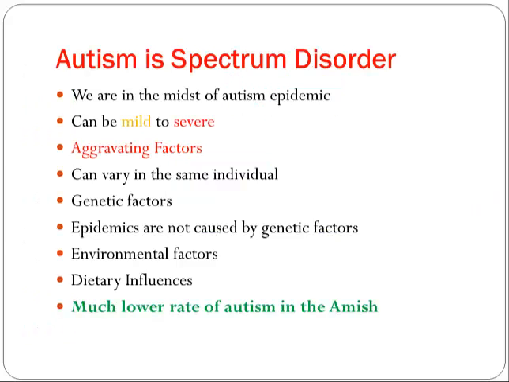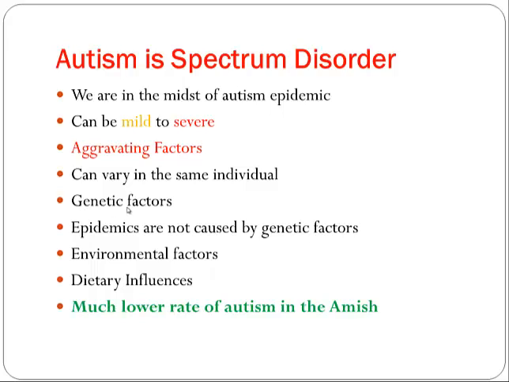Autism is a spectrum disorder, and we're in the midst of an autism epidemic. The rates have been skyrocketing. It can be mild to severe, and there are almost always aggravating factors. In 20 years, I've not seen a single case of autism where there weren't these comorbid conditions. It can vary in the same individual over time, sometimes in the same day. You might eat a food that triggers something, and you get a flare. There are genetic factors for sure.